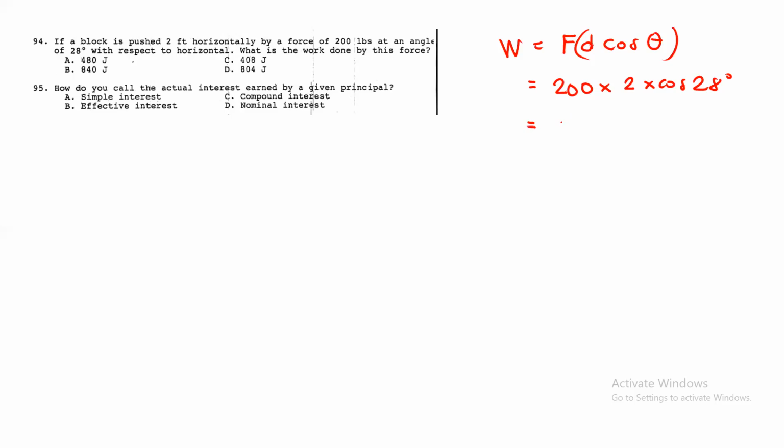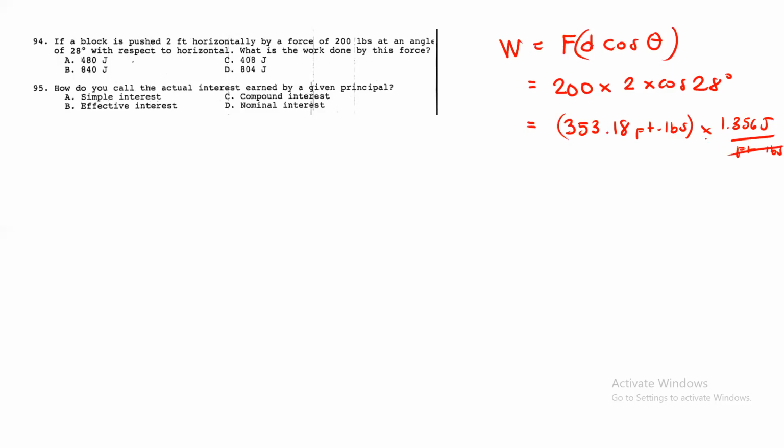So the answer here is 353.18 foot-pounds. Then i-convert na natin sa joules. So 1.356 joules per foot-pound. So maka-cancel ang ating foot-pounds. So joules. So 478 joules. So the answer is letter A, 480.